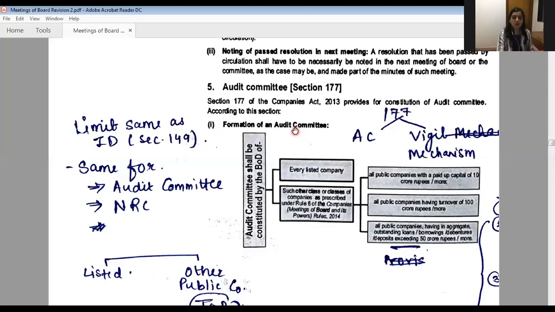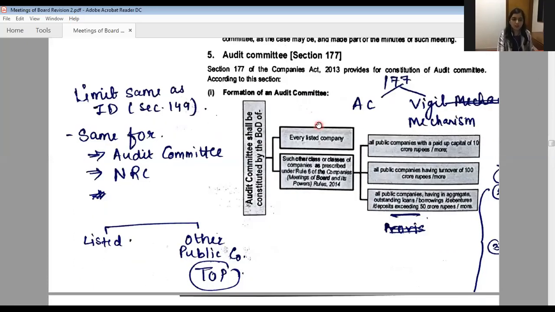Now we'll revise the committees, that is section 177 and section 178. First we'll see section 177, that is audit committee. Who shall form an audit committee? The limit is the same as for independent director. This limit is the same for the audit committee and the nomination and remuneration committee.